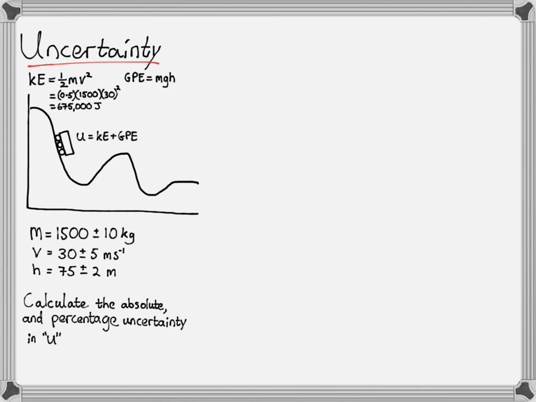The gravitational potential energy is calculated as mgh. So if I fill in all my values for that, I get 1,103,625 joules. So my formula for calculating the total energy was the kinetic energy plus the gravitational potential energy. And if I add those two together, then I get a total of 1,778,625 joules. So that's my value for U.